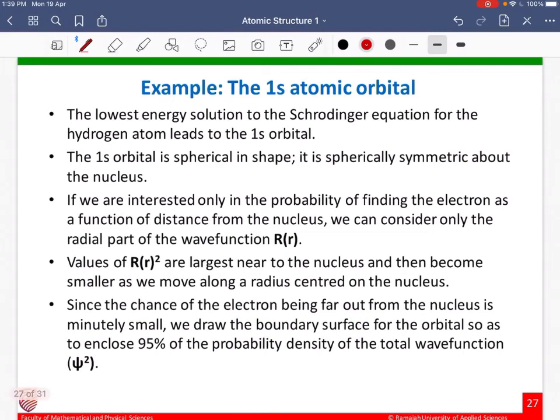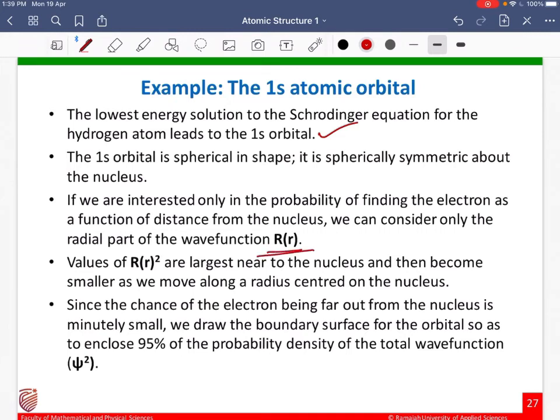We will take as an example the 1s atomic orbital. The lowest energy solution to the Schrodinger equation for the hydrogen atom leads to the 1s orbital. The 1s orbital is spherical in shape. It is spherically symmetric about the nucleus. We already studied those things in the earlier classes. If you are interested only in the probability of finding the electron as a function of distance from the nucleus, we can consider only the radial part of the wave function, R of r.